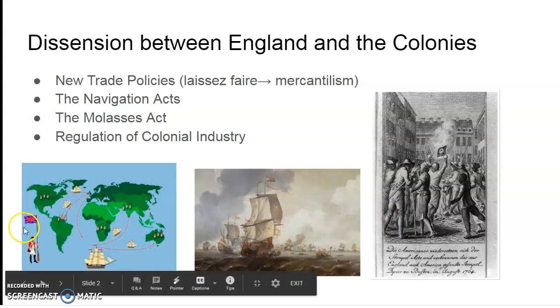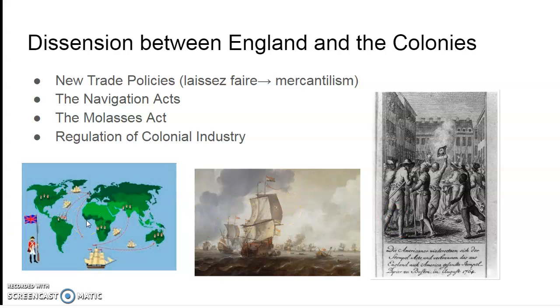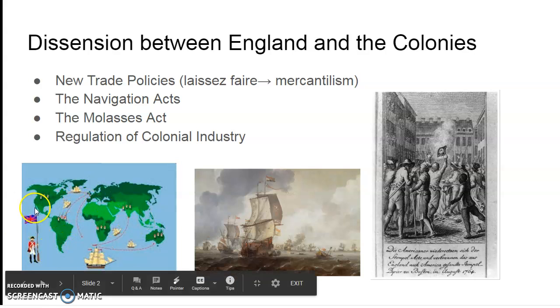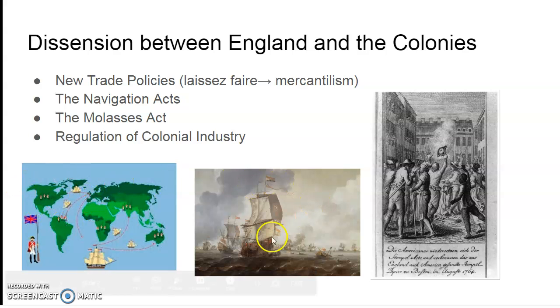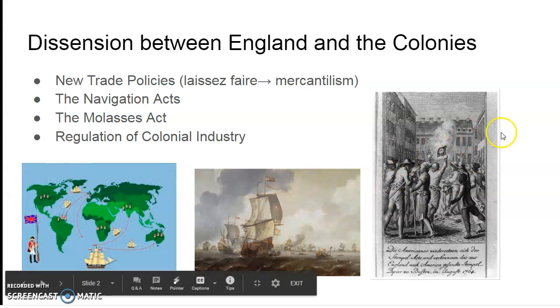And I have these pictures down here because this is supposed to represent colonies of England, and a look at mercantilism, the Navigation Acts, and then the Molasses Act.